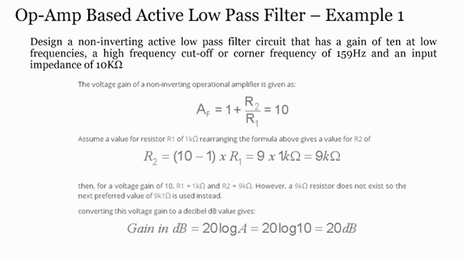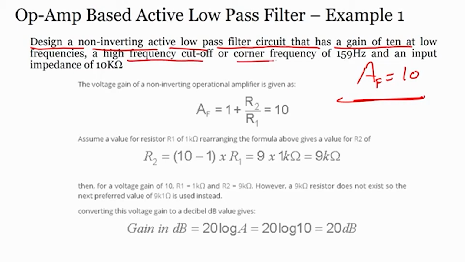So, if I give you an example, or if somebody asks you to design a non-inverting active low pass filter circuit that has a gain of 10. Alright. So, I will write AF equals 10, a gain of 10 at low frequencies, a high frequency cutoff or corner frequency of 159 hertz, that is also given, and an input impedance of 10 kilo ohms, this is given.